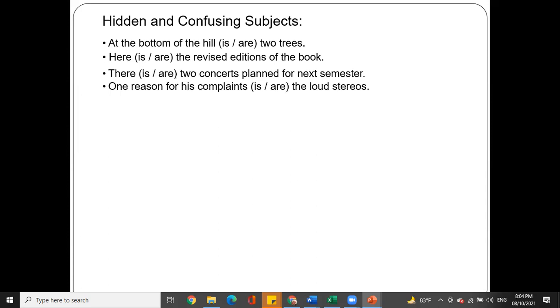One reason for his complaints is loud stereos. The subject there, guys, is "reason." So the loud stereos are one reason for his complaints. So one reason for his complaints is the loud stereos.